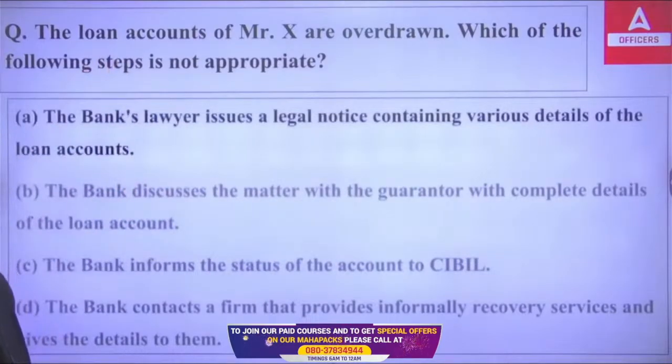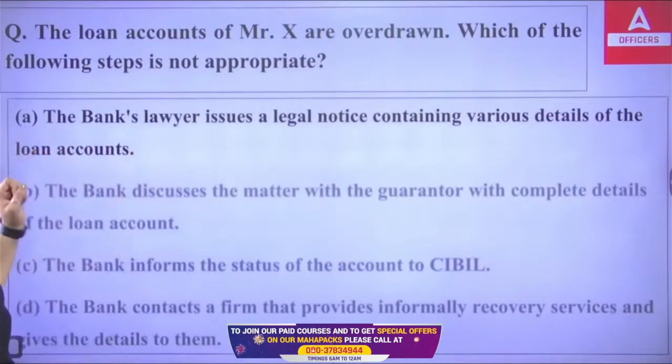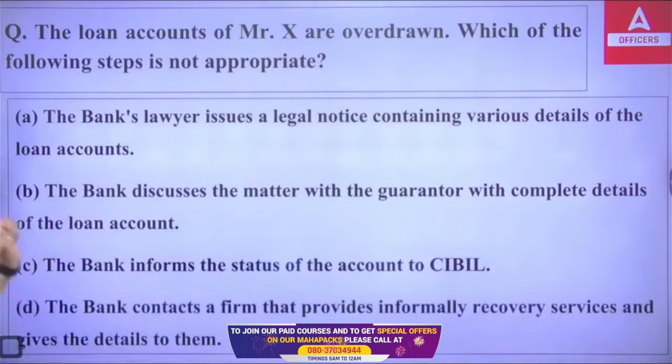First, the bank's lawyer issues a legal notice containing various details of the loan account. Second, the bank discusses the matter with the guarantor with complete details of the loan account. Third, the bank informs the status of the account to CIBIL. Fourth, the bank contacts a firm that provides informal recovery services and gives the details to them. So out of these four situations, which is not a right step to be taken?